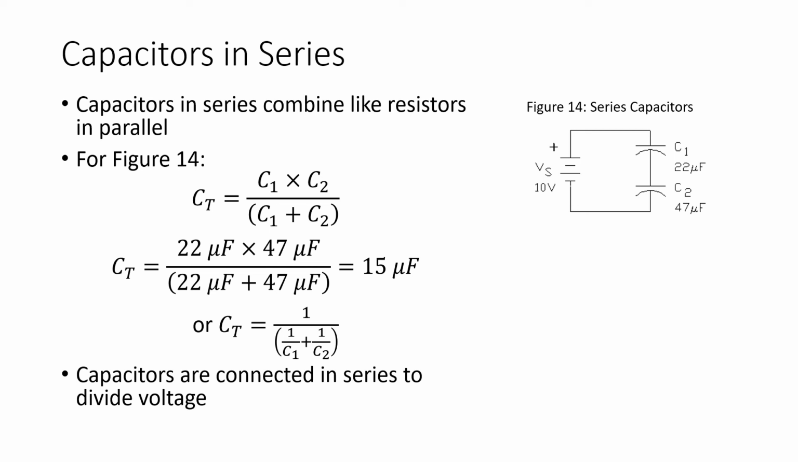Now we connect capacitors in series to divide voltage, just like we connect resistors in series. And we do this commonly if the voltage applied exceeds the DC working voltage of a capacitor. We can connect two capacitors in series, thereby dividing that applied voltage up into pieces.